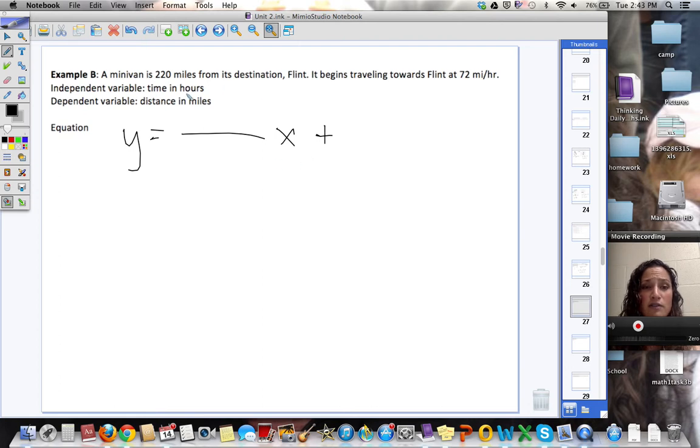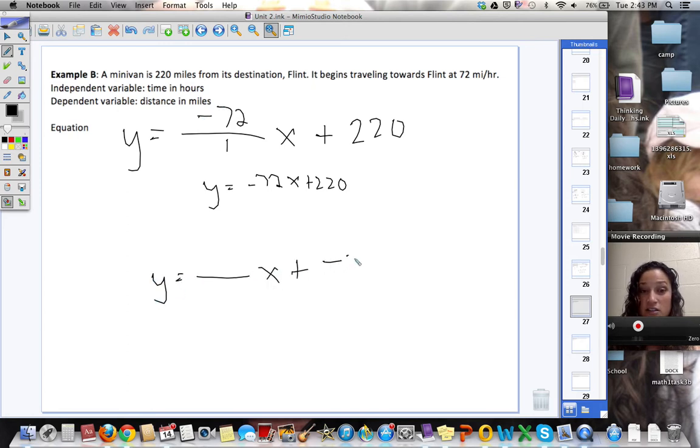So since we're traveling to Flint, I could see that I'm traveling there, and that's 220 miles away, right? I'm traveling to get to 220 miles away. But I'm canceling out the miles by traveling, so I'm negative 72 over 1. So this would be y equals negative 72x plus 220. That's one way I could see it as. This is where my destination that I'm trying to get to, and I'm getting there by canceling out with this.